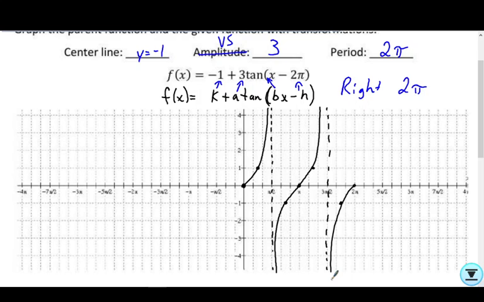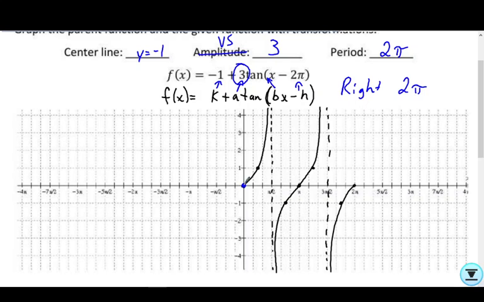Just like any of the other trig functions, we start with a change in period first and my vertical stretch or compression second. We don't have a change in period, so we just have to deal with this vertical stretch. So my first order of business is to do this. So again, it's just a vertical stretch.